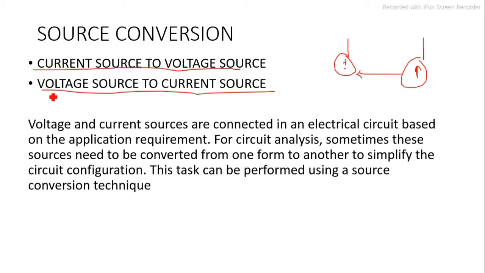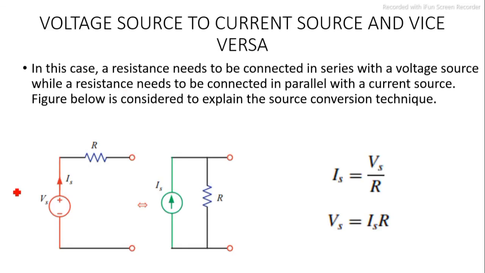Now, voltage and current sources are connected in electrical circuits based on application requirements. For circuit analysis, sometimes these sources need to be converted from one form to another to simplify the circuit configuration. This task can be performed using a source conversion technique. Sometimes you need to convert from voltage source to current source to make the work easier than doing it directly. So let's start with voltage source to current source, and also current source to voltage source. We do the two together.